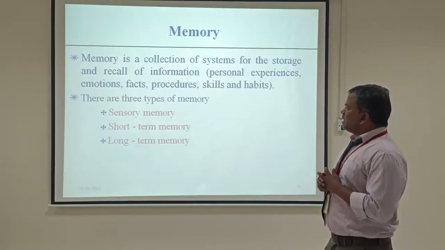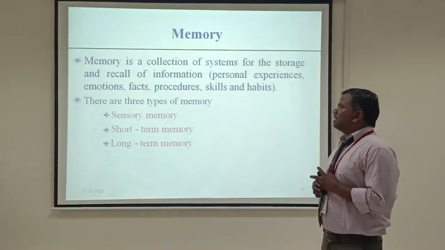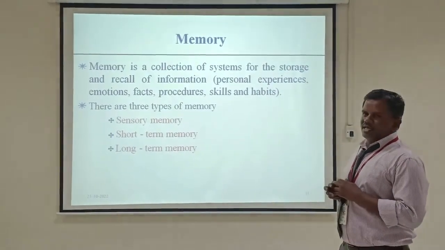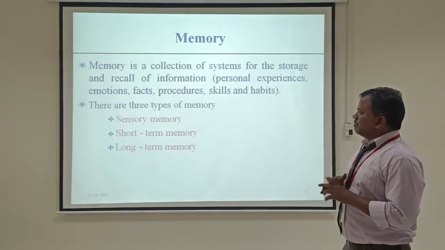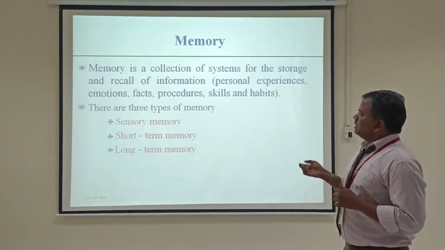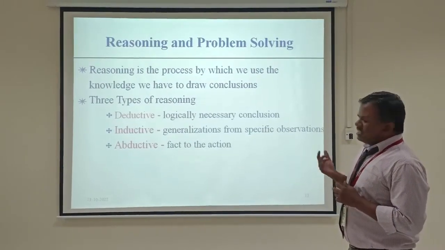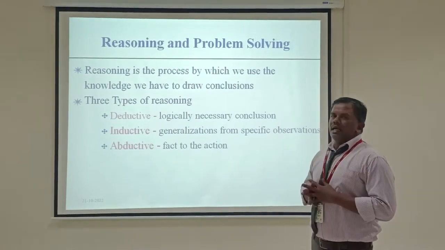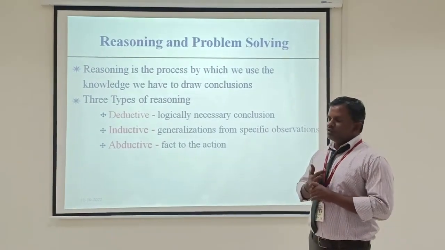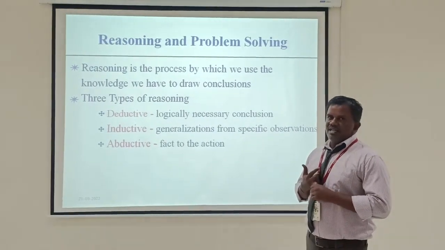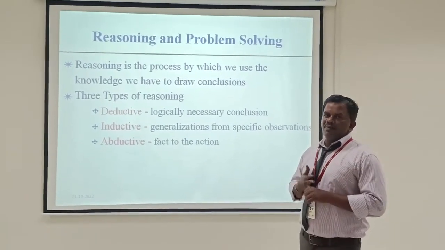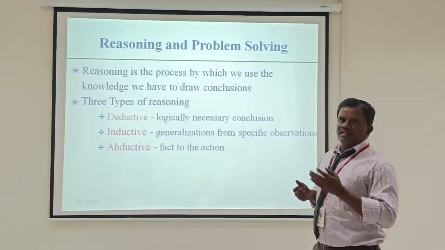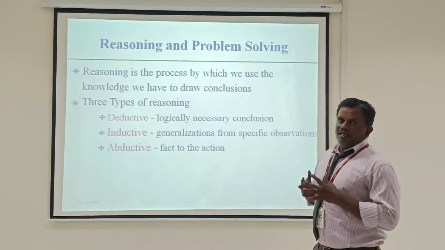Then memory. Memory is the collection of systems for the storage and recall of information. There are 3 types of memory: sensory memory, short-term memory, and long-term memory. The sensory memory detects the basic senses in our human bodies. Short-term memory has limited capacity in storage. Long-term memory stores all the data for the long term.